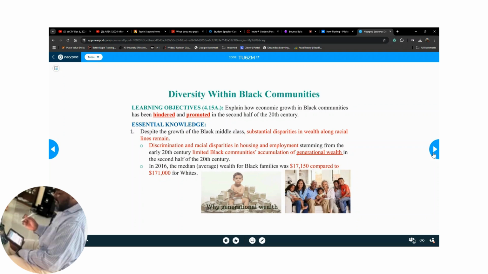In 2016, the median, meaning like the average, was 17,150 compared to 171 for everyone else. That's a big gap. Now, be sure you understand, when taking statistics, you have to be very, very understanding that it's all about the sample size. We're not sure where this sample was taken for this data. We're not sure where the data came from. We're not sure what kind of people they asked, but it gives you at least kind of an idea.